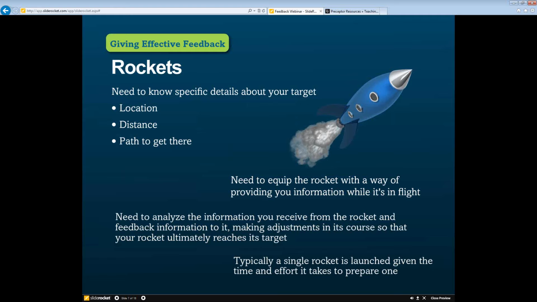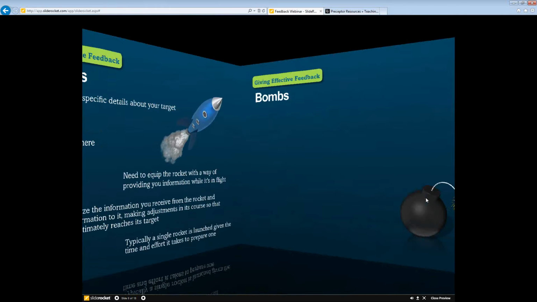We analyze that information and make those constant course adjustments. A lot of times we're off course most of the time, and we're making constant adjustments until it reaches its target. It takes a lot of work to launch and successfully navigate to a target, so it's usually one we want to prepare very well. So we put a lot of time and effort into it.